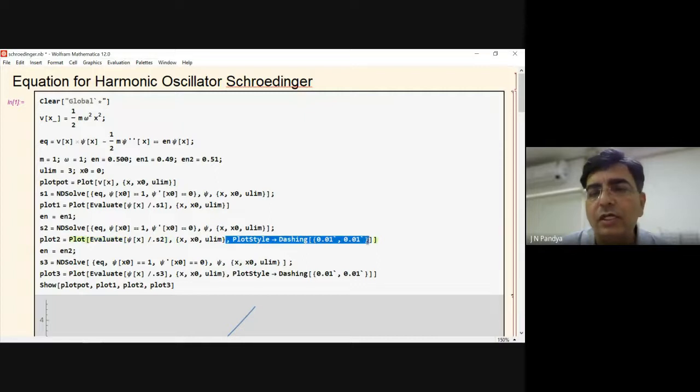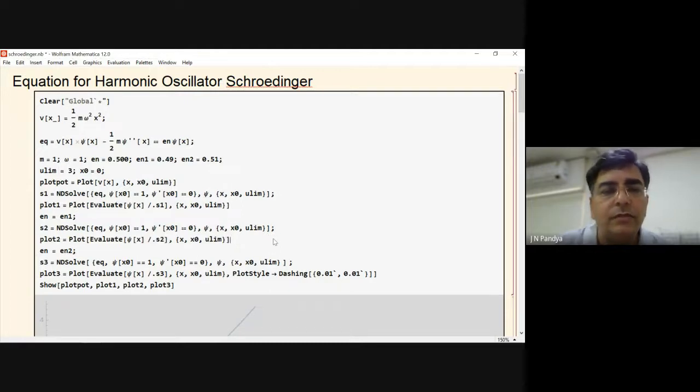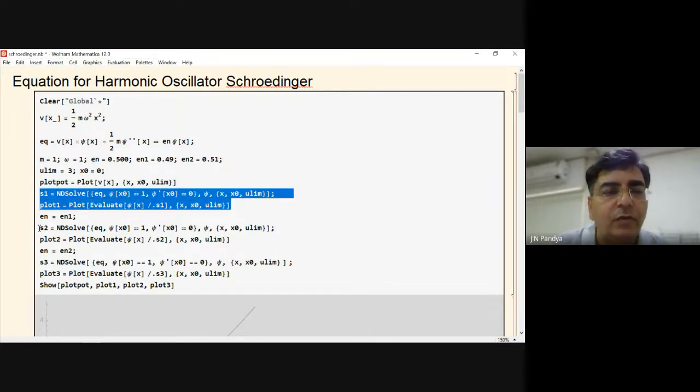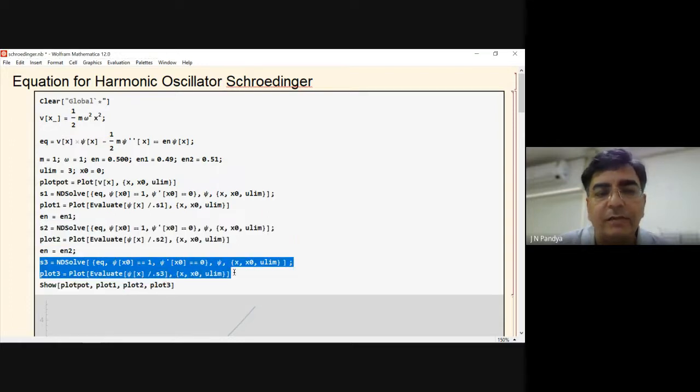Okay, let us remove this part. So it is this way. And here also, let us remove this thing. Now, what are the changes that you observe when S1 is evaluated, when S2 is evaluated, and when S3 is evaluated? Anybody?